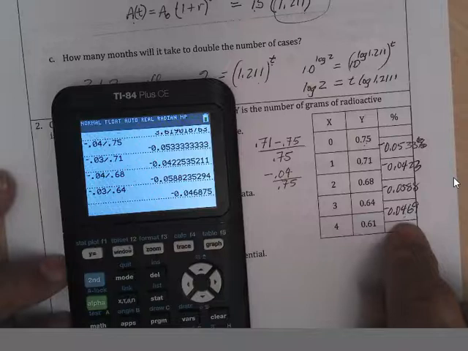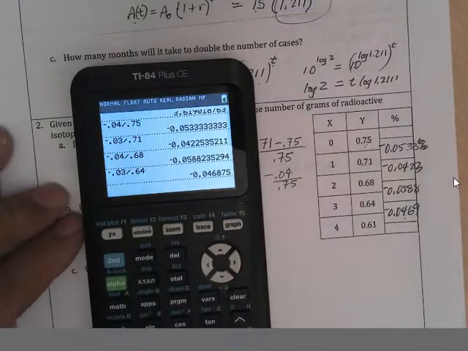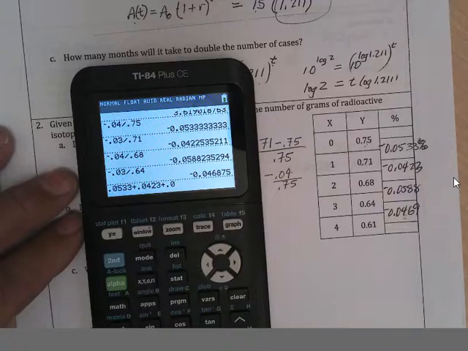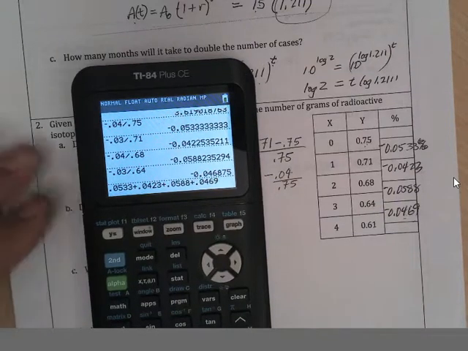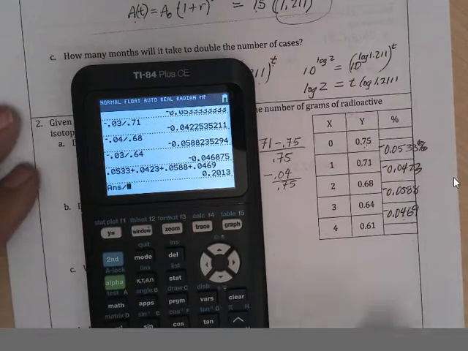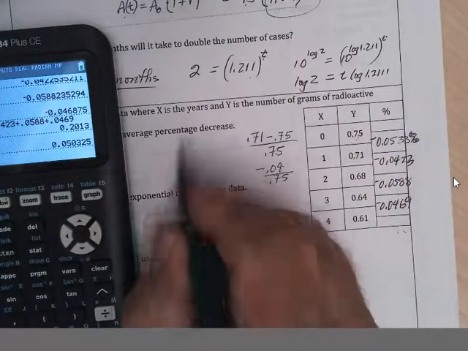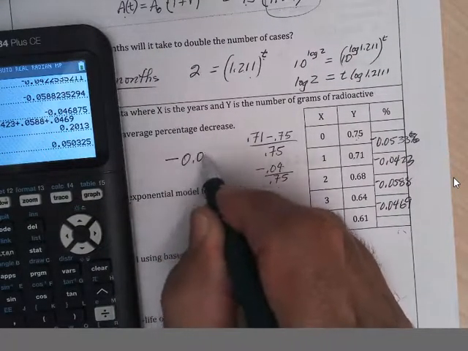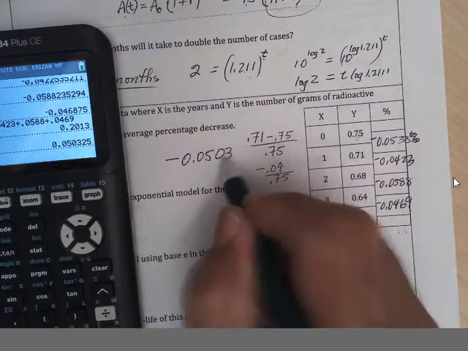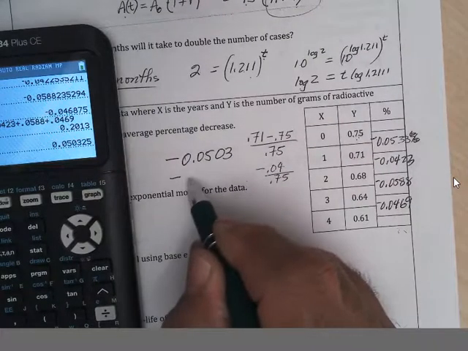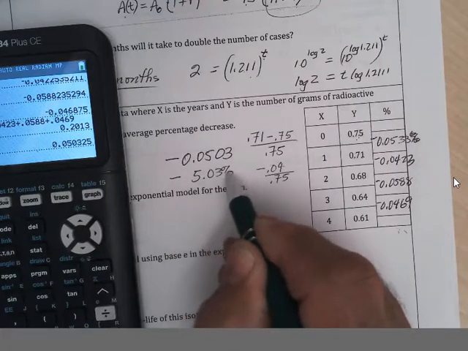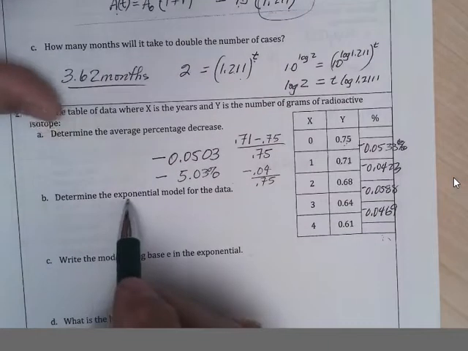They're all negative, so I'll just add them up and put a negative on my answer. So I'm going to say 0.0533 plus 0.0423 plus 0.0588 plus 0.0469, enter, and then divide that by 1, 2, 3, 4, and I get that the average is going down 0.0503, or going down by 5.03% on average. So what would be the exponential model?